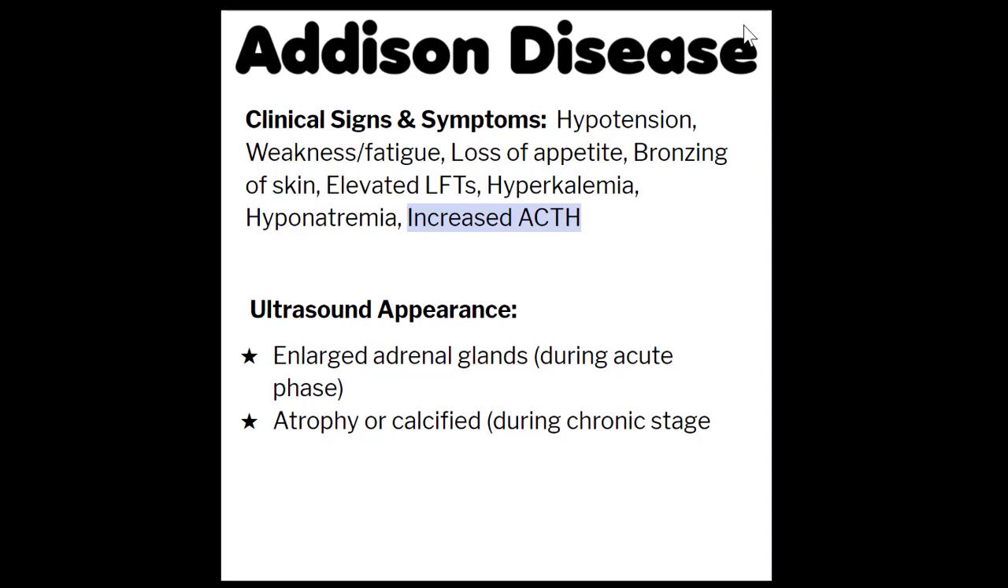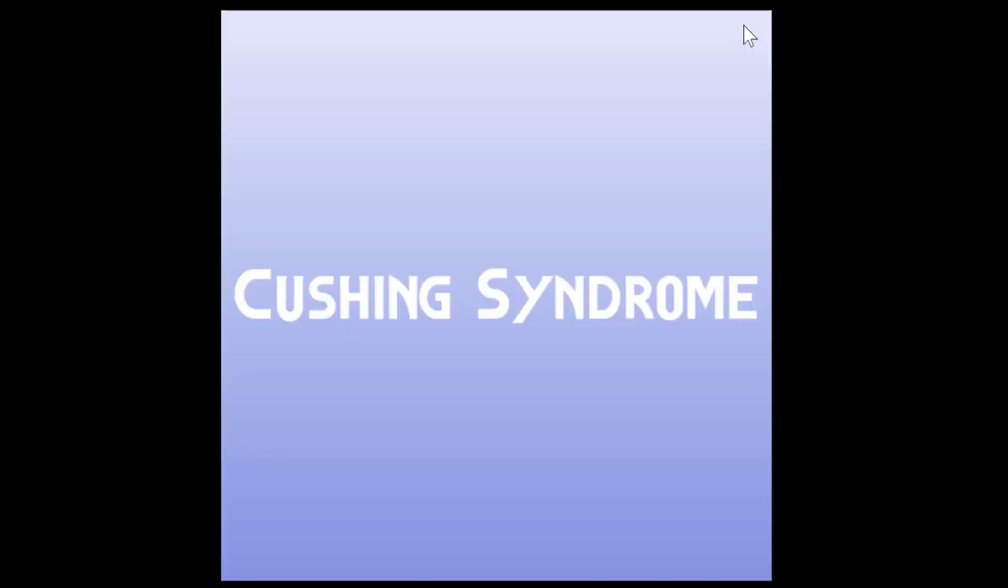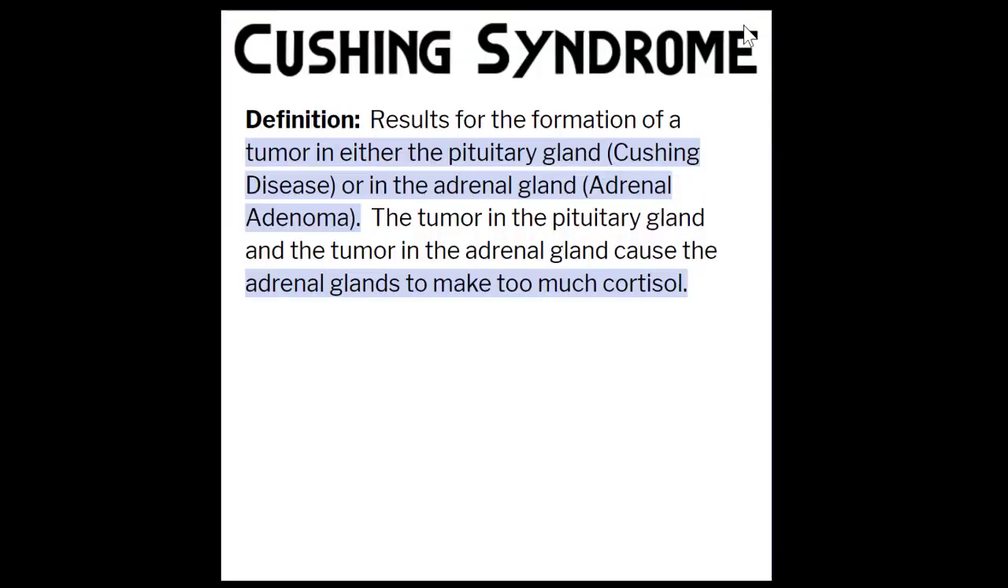A good trick to remember Addison's disease is the excess ACTH. You can think of Addison as adding ACTH, and they both start with the letter A. On ultrasound, the adrenal glands may be seen as they will become enlarged during the acute phase, but as the disease progresses, the adrenal gland will begin to become smaller and calcify, thus rendering the glands basically ineffective at releasing any hormone. Next up, we have Cushing disease.